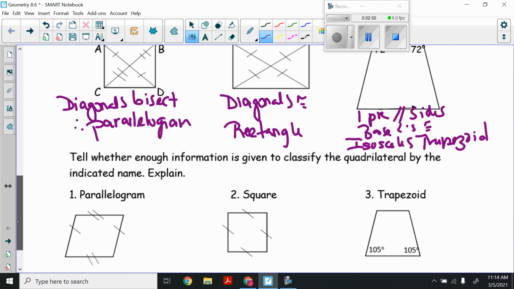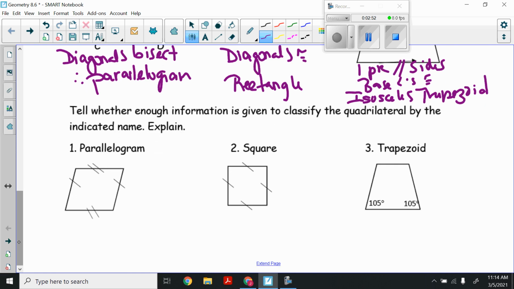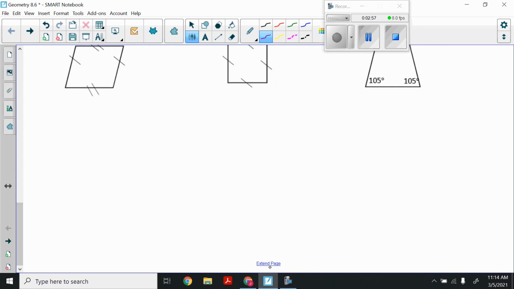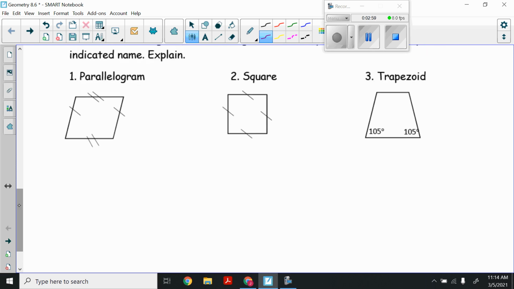Next, we're going to tell whether enough information is given to classify the quadrilateral by the indicated name and explain why or why not. So number one, it says it's a parallelogram. What do I know? I have marked opposite sides congruent. So yes, that's enough to say that it's a parallelogram because one of its properties is that both pairs of opposite sides are congruent.